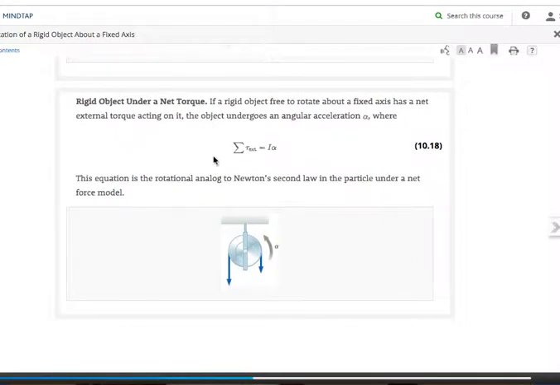An object under a net torque will experience a change of angular motion. That's defined here. The sum of the torques is equal to the moment of inertia times the angular acceleration. It's the same thing as F equals ma, but now in rotational variables. Net torque is equal to I alpha.